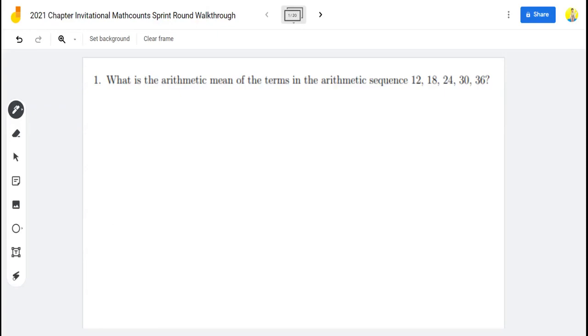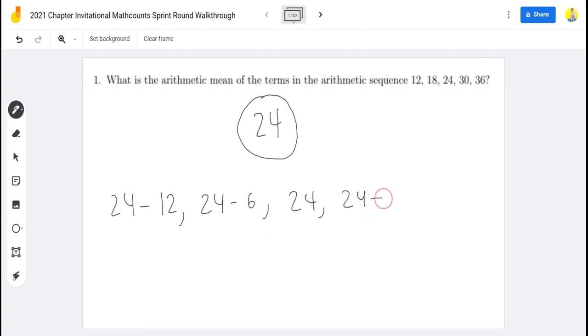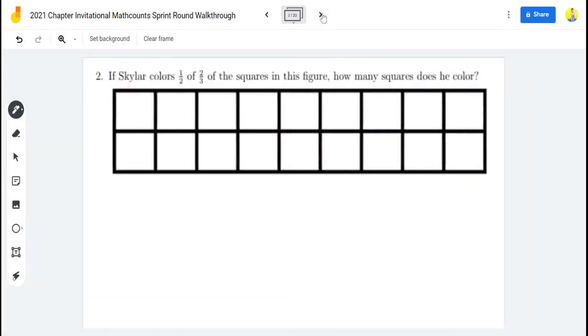Question number 1. What is the arithmetic mean of the terms in the arithmetic sequence 12, 18, 24, 30, 36? Our answer is just 24. This is because we can list the terms as 24 minus 12, 24 minus 6, 24, 24 plus 6, 24 plus 12. And we see here that the minuses and pluses cancel out, so the average, or the arithmetic mean, is just 24.